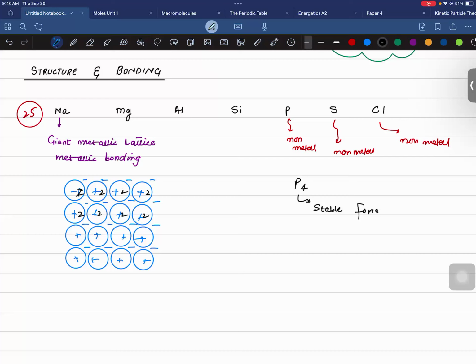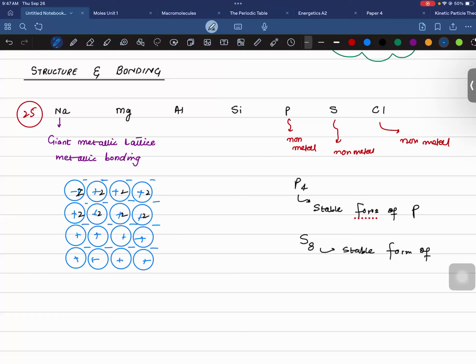Oh, wait, stable, because there's P4 for phosphorus. And then the stable form of sulfur is S8. Why? Sulfur in the single state is naturally unstable, so it combines with other sulfur atoms to make it more stable. So when sulfur is more stable, its formula is like P4 and S8. When they bond with each other, they have more stability as compared to the single one.